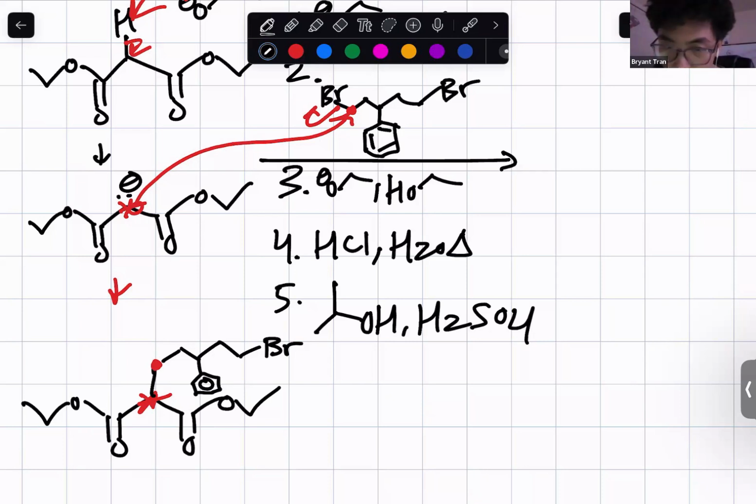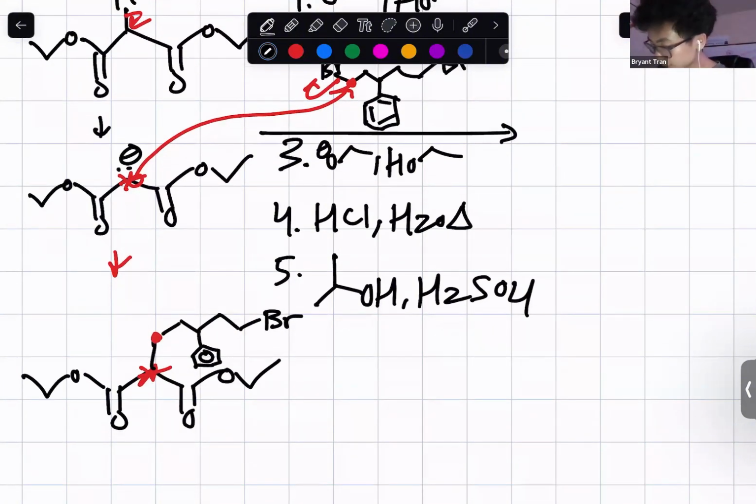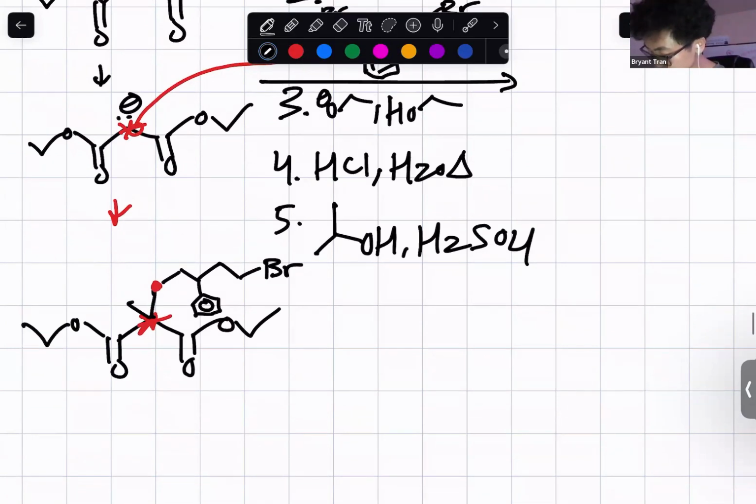Wait, let me see Chris's work again. 1 dot 1, 2 dot 1. Yeah, that's right. Okay. So now that's the end of the second step. The third step is going to bring in another base to grab that hydrogen and put a negative charge on that alpha carbon.